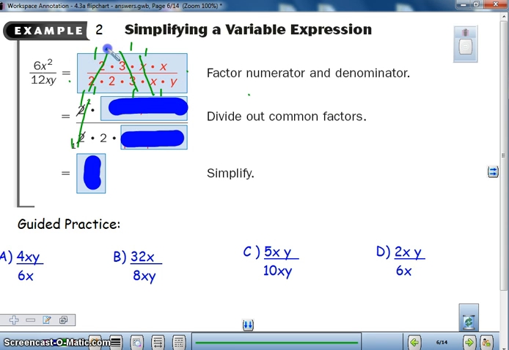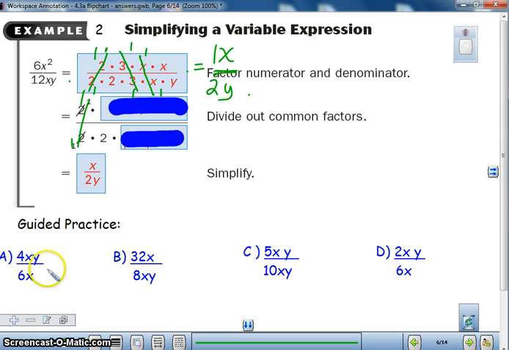So now in my numerator, I have 1 times 1 times 1 times x, which is simply going to give me x, or 1x. In my denominator, I have 1 times 2 times 1, which will give me 2. I no longer have an x, but I have a y. And so my simplified fraction is going to be x over 2y, or 1x over 2y.